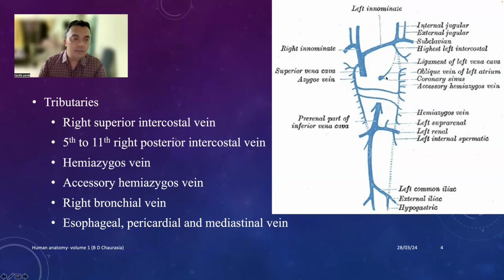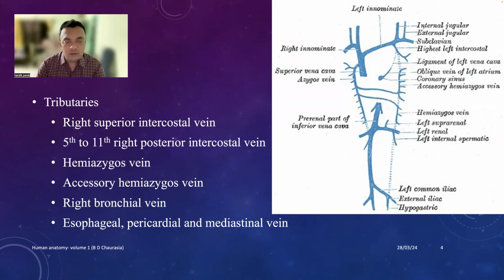So this azygos vein will have the first tributary, known as the right superior intercostal vein. The right superior intercostal vein is formed by the union of the second, third, and fourth posterior intercostal veins. They combine together and make the right superior intercostal vein.